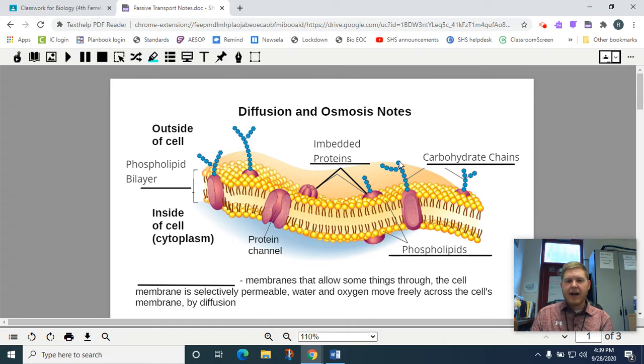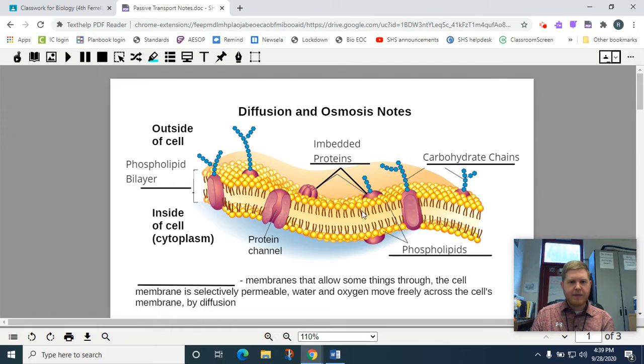We also have these carbohydrate chains, and they act like signals. They receive signals. They are almost like an antenna, and they do various sorts of signaling, receiving signals and sending signals.